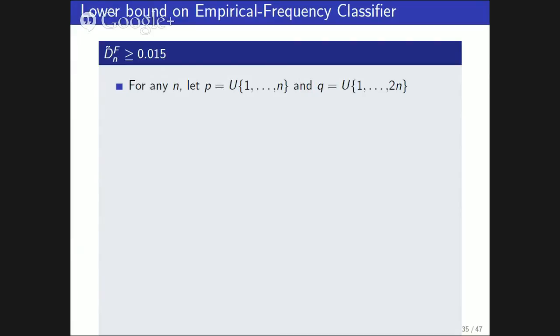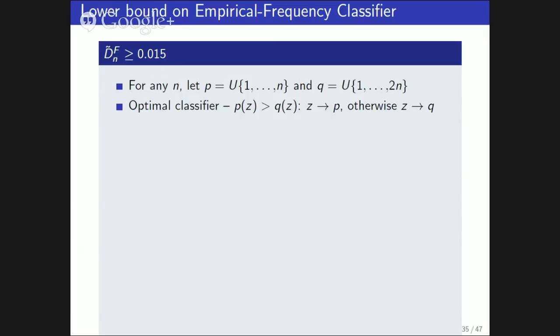So take two very simple distributions. P is uniform from 1 up to n, and Q is uniform from 1 up to 2n. So what does the optimal classifier do? First, let's look at the optimal classifier that's not restricted to do anything. It doesn't have to be label invariant. We know that it will see if P of Z is bigger than Q of Z, then it will assign it to P. Otherwise, it will assign it to Q.